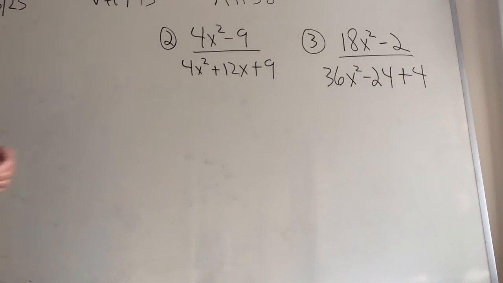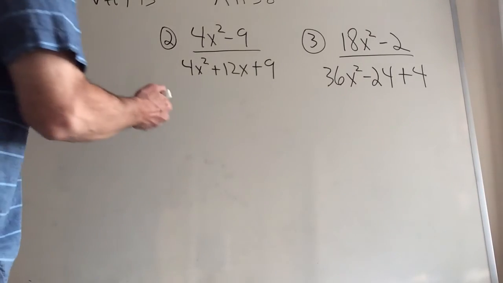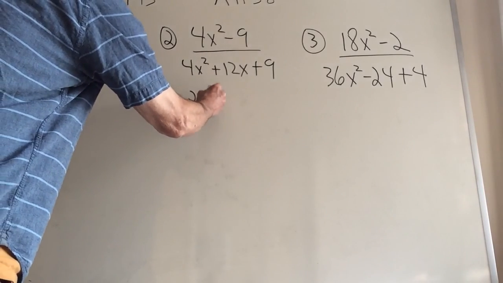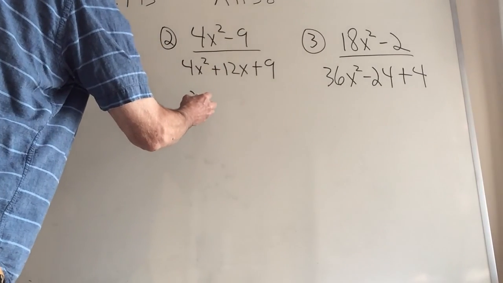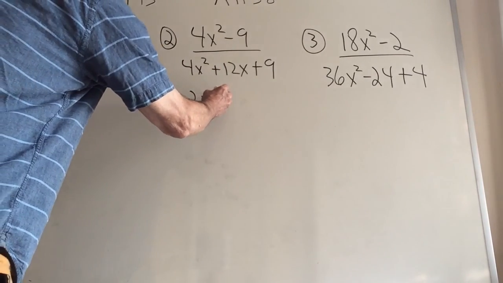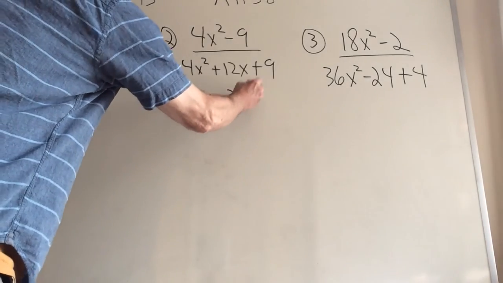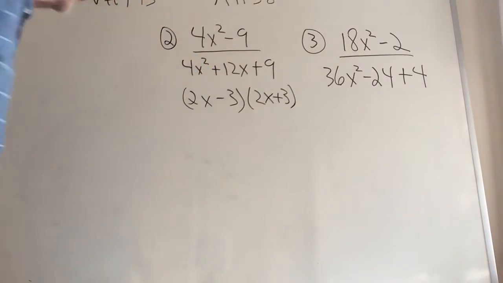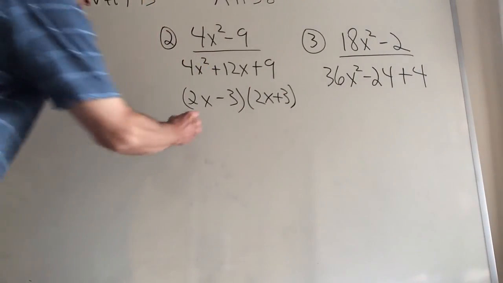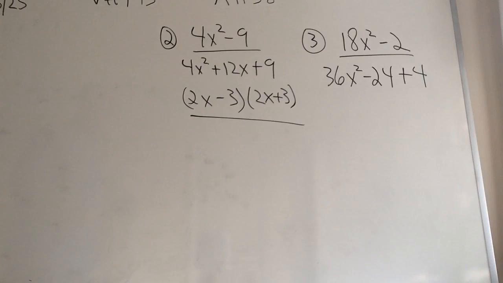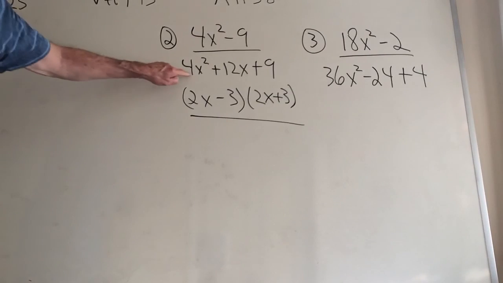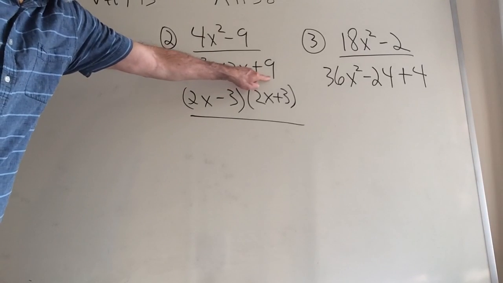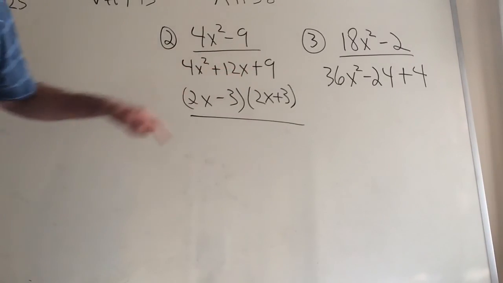And sure, we could work it out. I showed you how to do it the long way, but that's not their purpose. So this is going to be 2x minus 3 times 2x plus 3. Okay? So this becomes this. There's the bar. And you're expected to recognize the second perfect square over here. And 2 times 3, I'm taking the square roots and I'm doubling it, gives me 12.